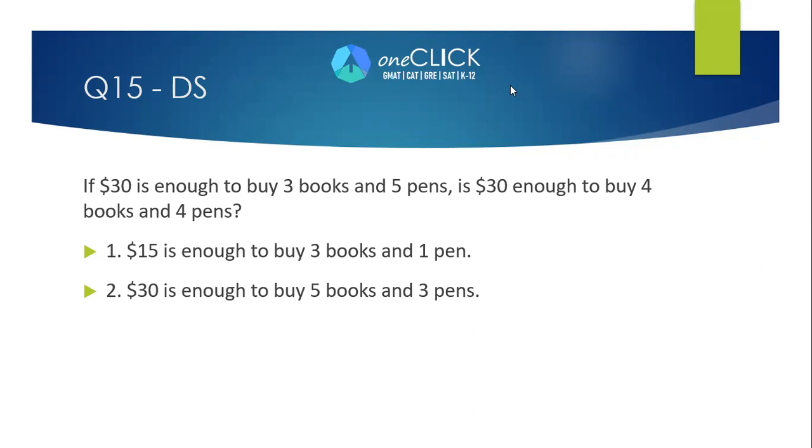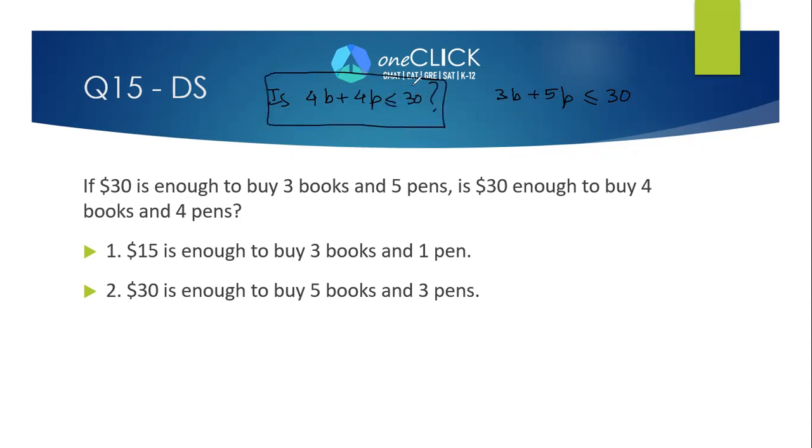All right, anyone with this, what to do? See, here it's saying $30 is enough to buy. Does not mean that it costs $30. It could be less than 30 also. So we don't have equations here, okay? So we are saying that 3 books plus 5 pens is less than equal to 30. The question is, is 4 books plus 4 pens less than equal to 30 also?